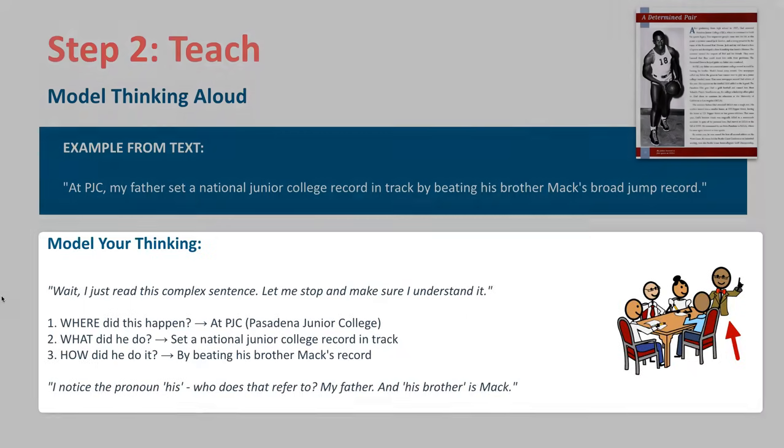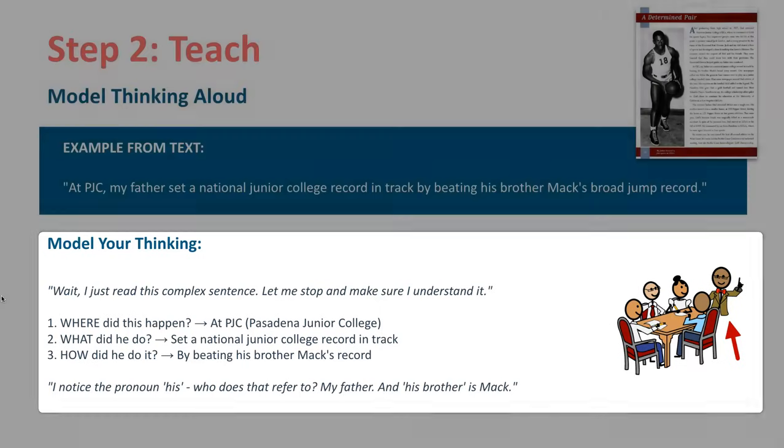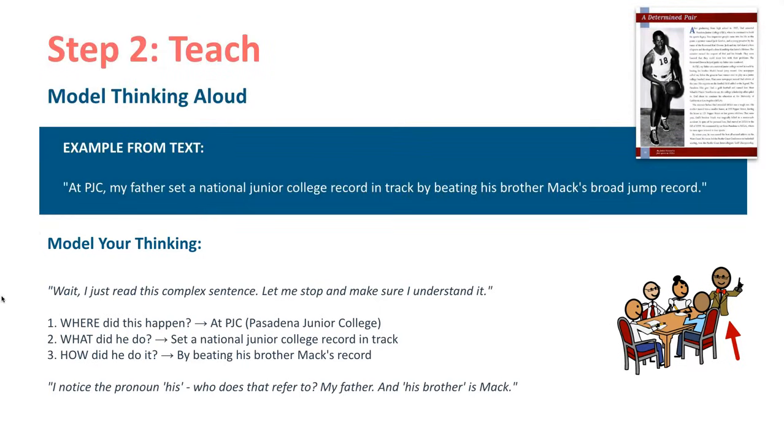Say something like, "Wait, I just read this complex sentence. Let me stop and make sure I understand it. Where did this happen? Oh, at JPC, Pasadena Junior College. What did he do? He set a national record in track. How did he do it? By beating his brother Mac's broad jump record."